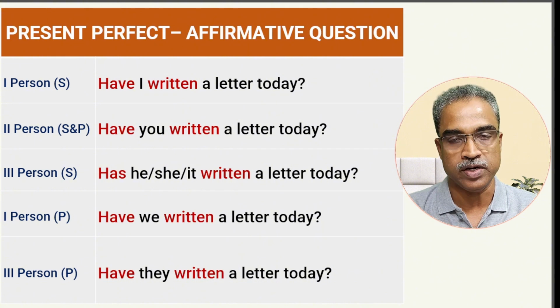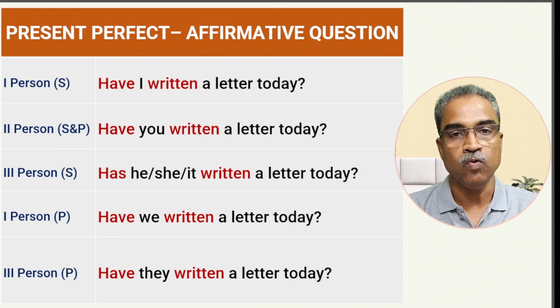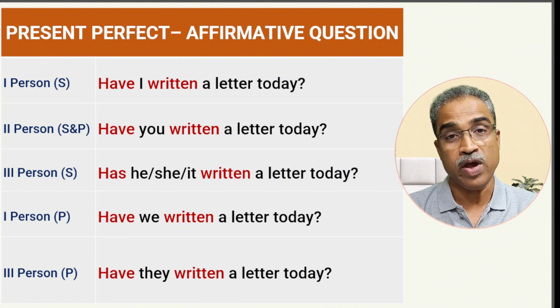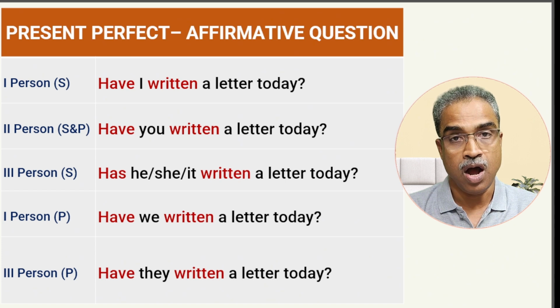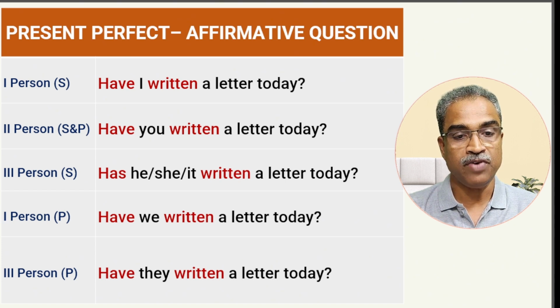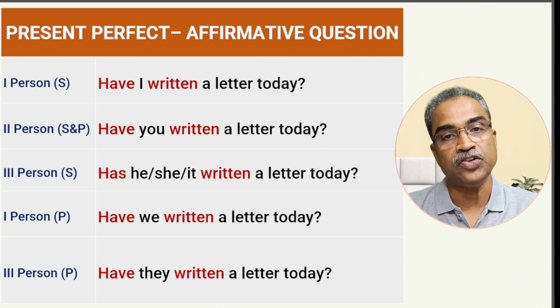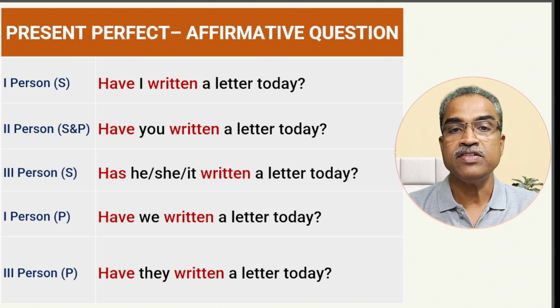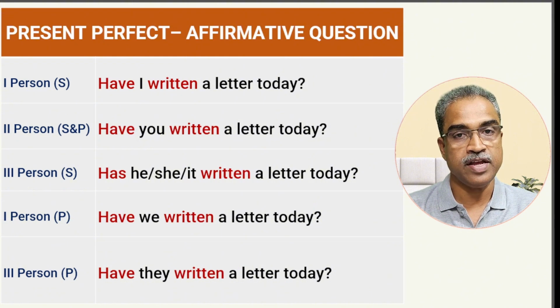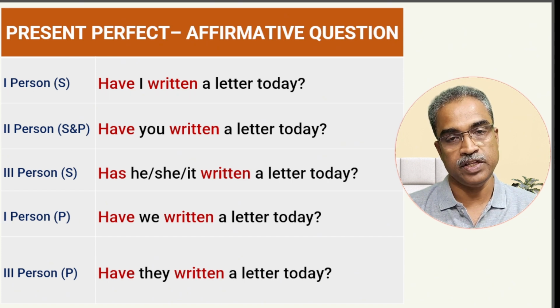Let me give you those words. They are the WH type words, like who, what, when, why, where, which, even how. So, for example, if I ask you, have you written a letter? The answer will always be yes or no. Has he written a letter? Yes, he has written. Or else, no, he hasn't, or he has not written. That will be the answer.